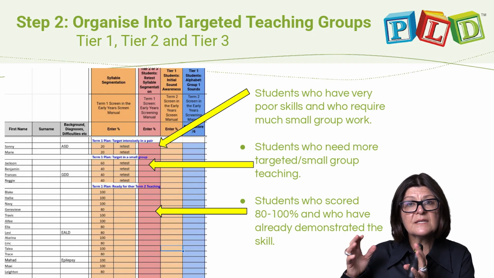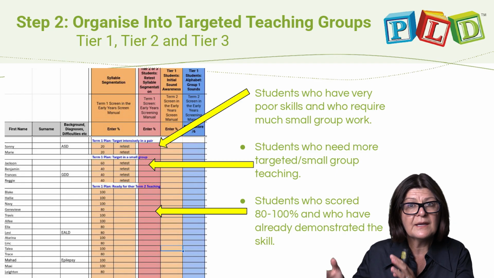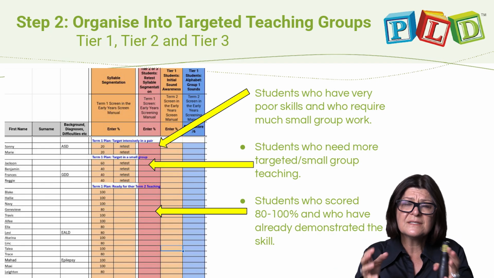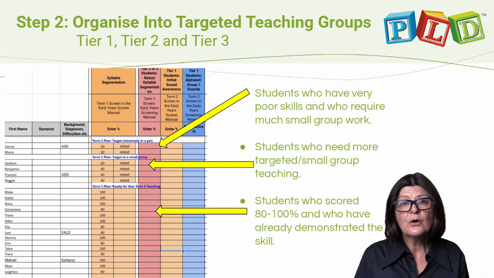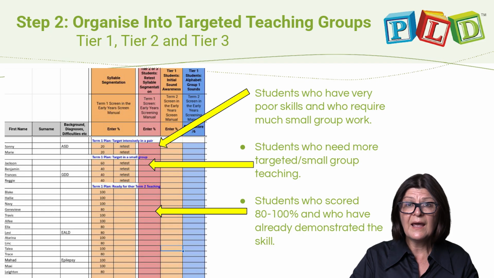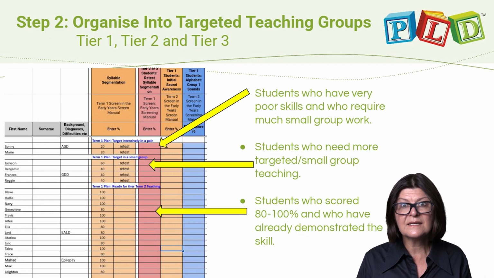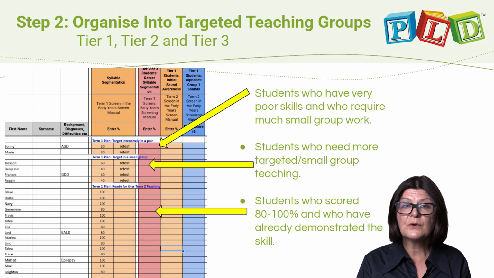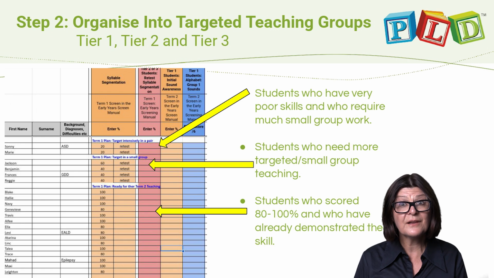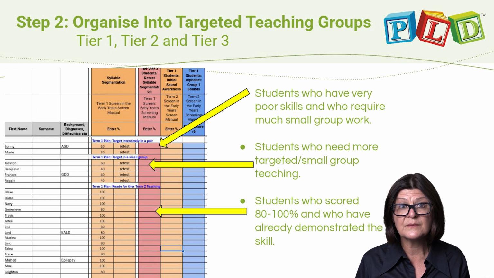So we've got the students that are already demonstrating the skill. They get 80 or 100%. The students that get 40 to 60% need some small group attention, a little bit more skill development. And then the students that are 0 to 20% need targeted teaching, they probably need language work, and we'll keep watching their development, but they also might need outside assessments.